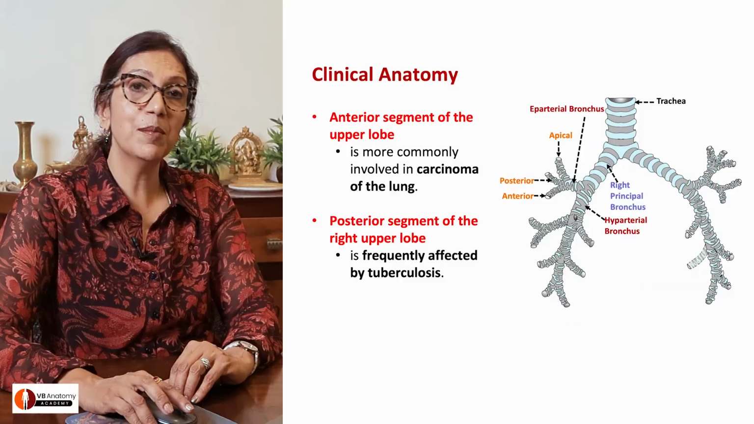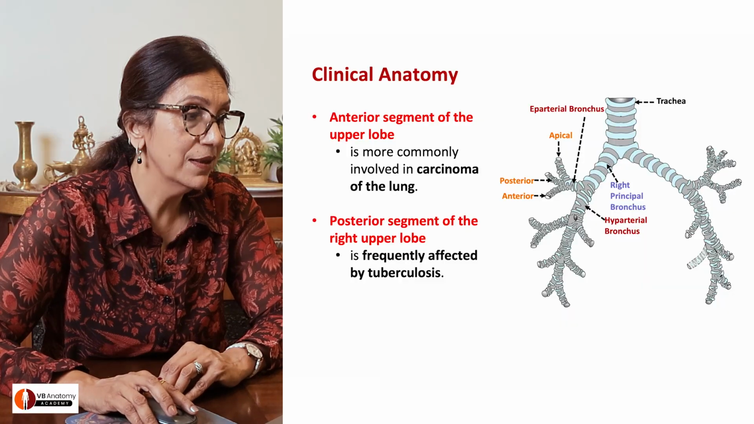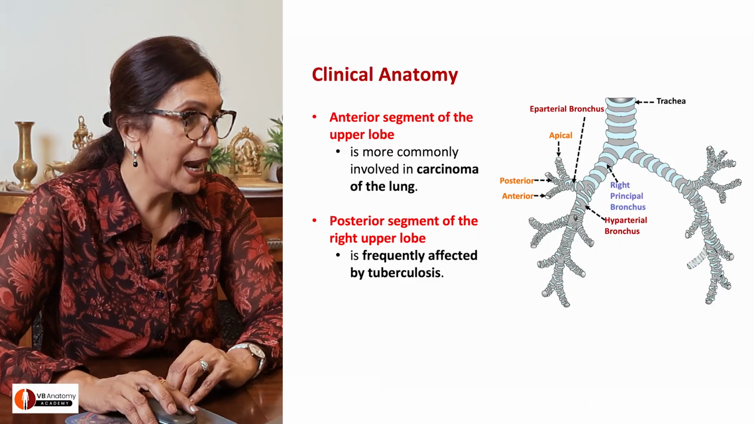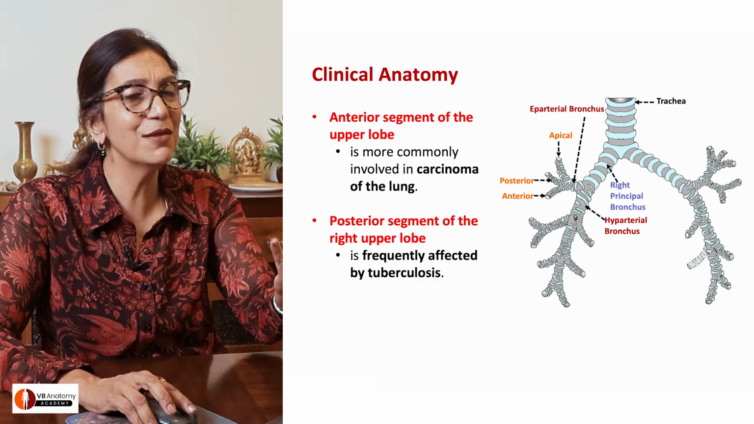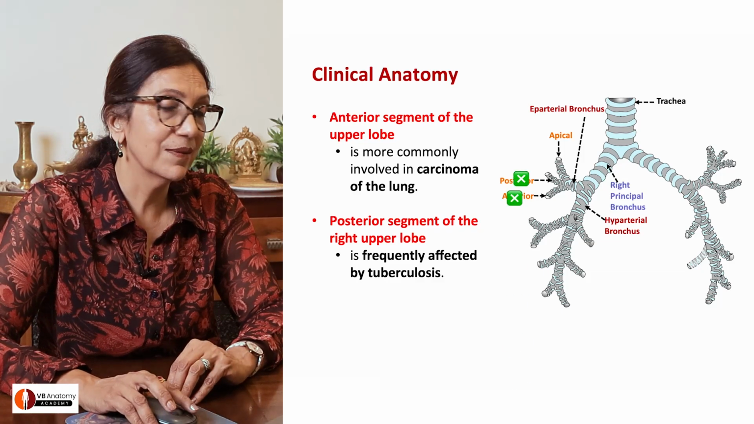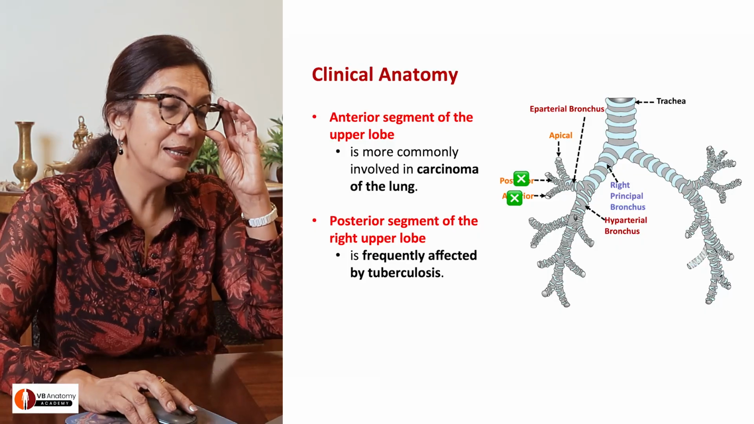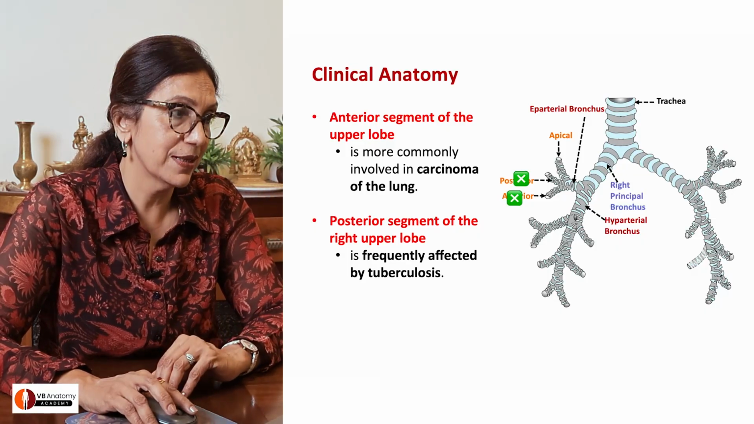The anterior segment of the upper lobe is most commonly involved in carcinoma lung. The posterior segment of the right upper lobe is frequently affected by tuberculosis. This is information you have to remember. Apical, anterior segment, CA, posterior segment, tuberculosis.